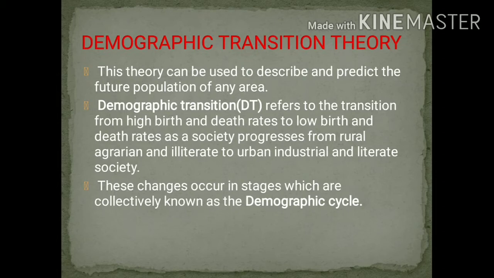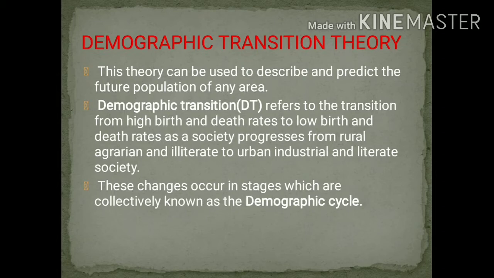Demographic transition refers to the transition or change from high birth rate and death rate to low birth rate and death rate as a society progresses from a rural agrarian and illiterate society to an urban industrial and literate society. These changes occur in stages which are collectively known as demographic cycle. So this theory is very important because with its help we can describe and predict the future population of any area.